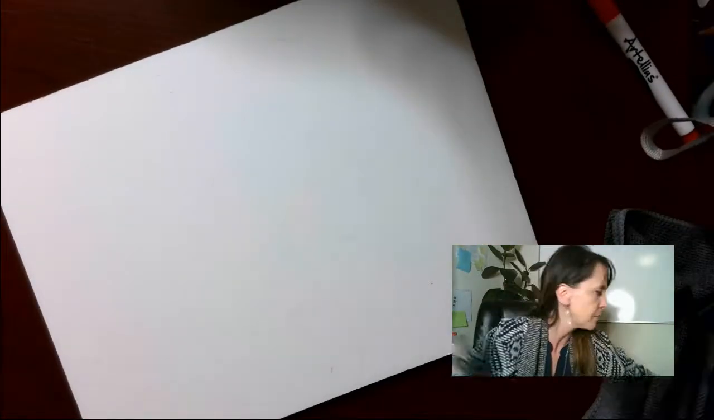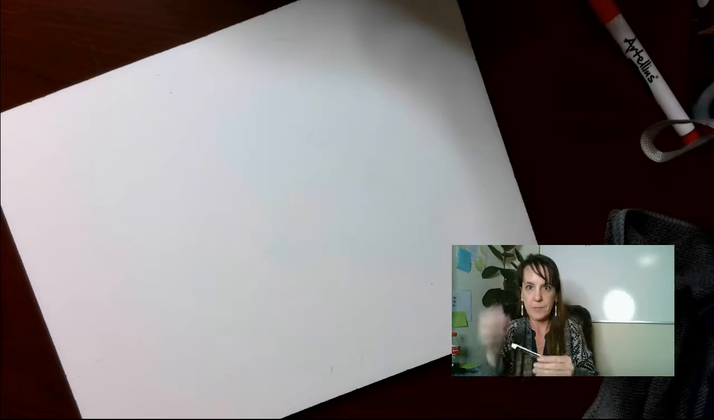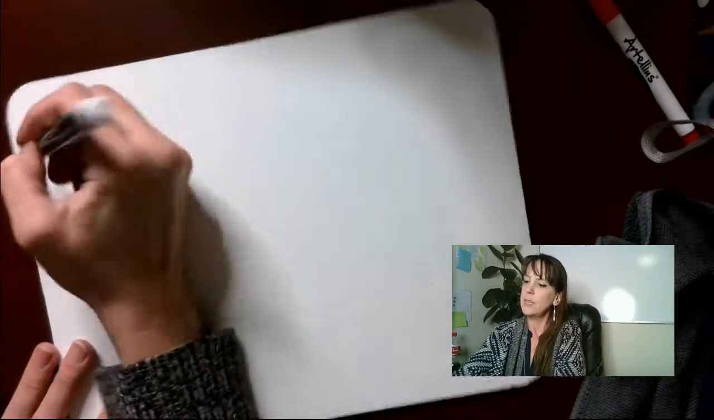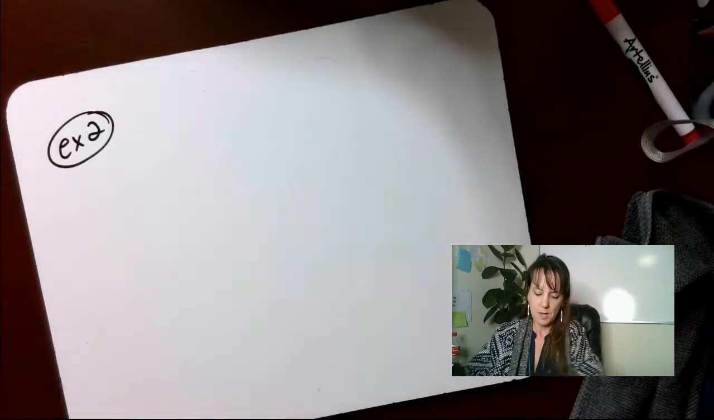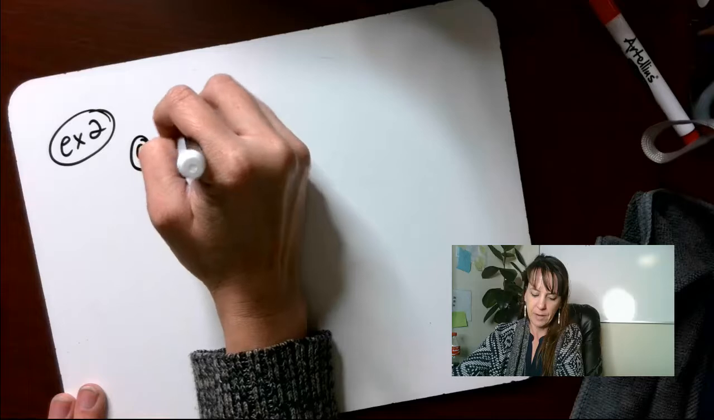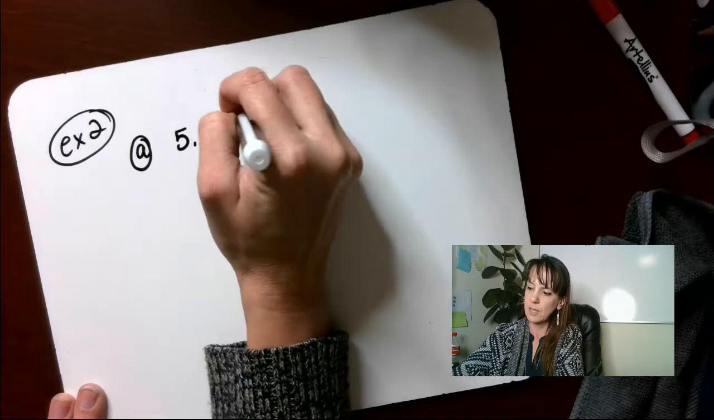Give me just a second here to change out my marker. Breaking things over here. All right, so there we go. Example 2 says, round each number to 5 decimal places. So for A, we have 5.316 with a line over it.